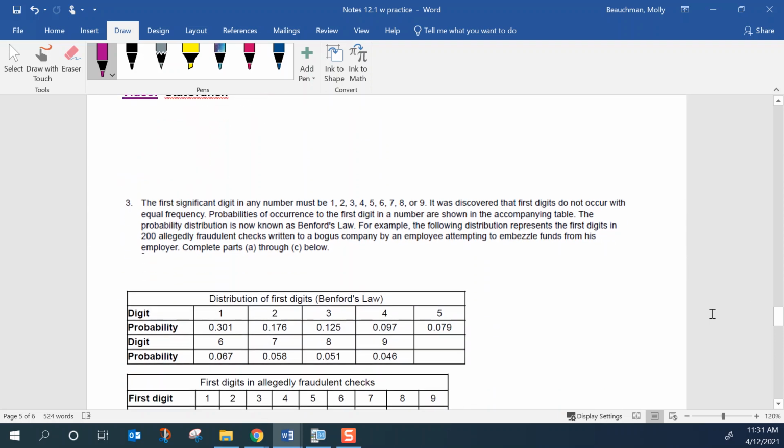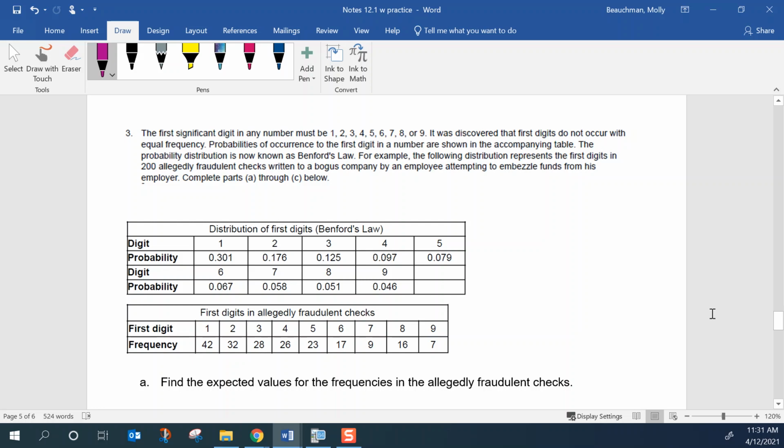So the types of problems that you'll have in homework walk you through how to find goodness of fit. I did want to go over one called Benford's Law on how to find expected values. The first significant digit in any number must be 1, 2, 3, 4, 5, 6, 7, 8, or 9. It was discovered that first digits do not occur with equal frequency. Probabilities of occurrence of the first digit in a number are shown in the accompanying table. The probability distribution is now known as Benford's Law. For example, the following distribution represents the first digits in 200 allegedly fraudulent checks written to a bogus company by an employee attempting to embezzle funds. Complete parts A through C.